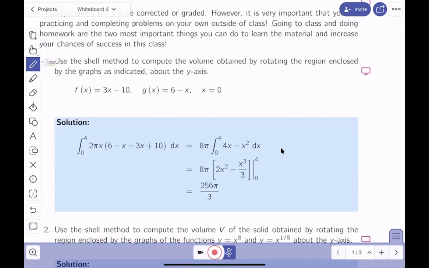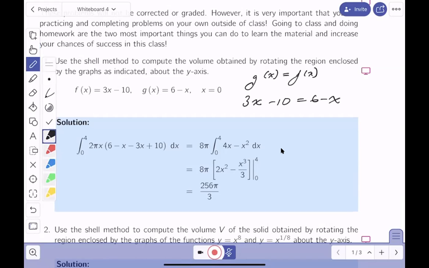So what I do is I set g of x equal to f of x. And again, this is part of the visualization process. Well, a fairly simple problem because they're both linear equations. So you get 3x minus 10 is equal to 6 minus x. Now, if I solve for x, I get 4x, and if I add 10 to both sides, I get 16. And lo and behold, it's a pretty simple number. I get 4. So I know there's a point of intersection over here, and it occurs when x is 4.